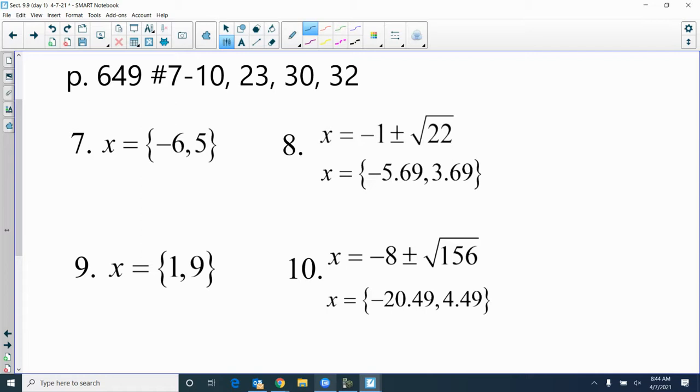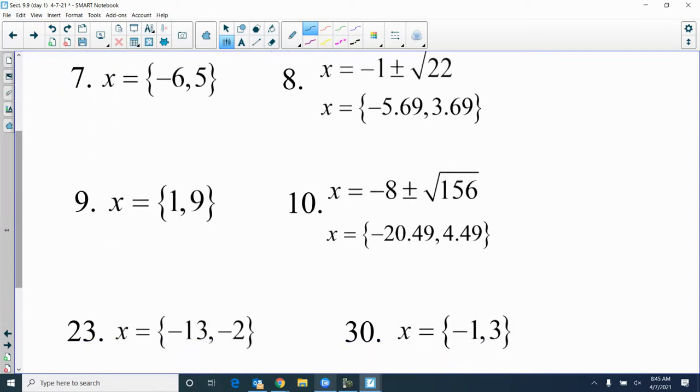Will you cut off points if you don't put the smallest number first? What do you mean? Like if x equals negative 5.69, would you cut off points if I wrote 3.69 first? Oh, no. That's fine. All right, number 9 ends up being 1 and 9.